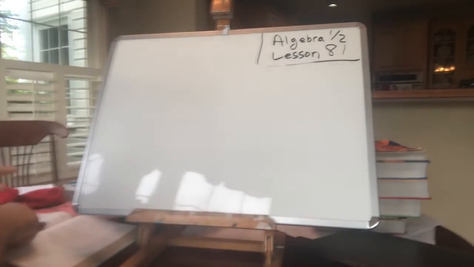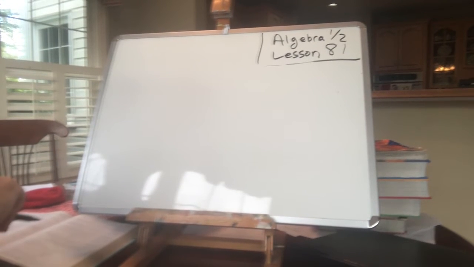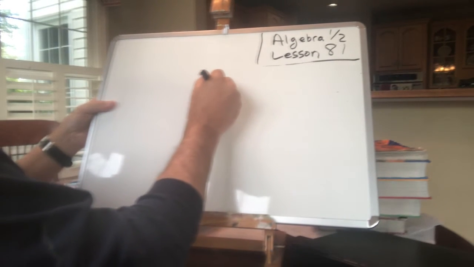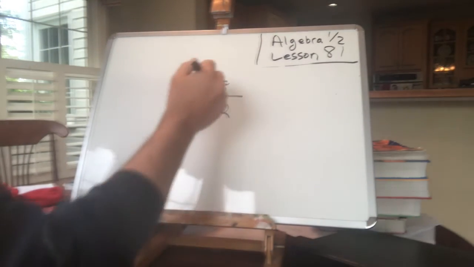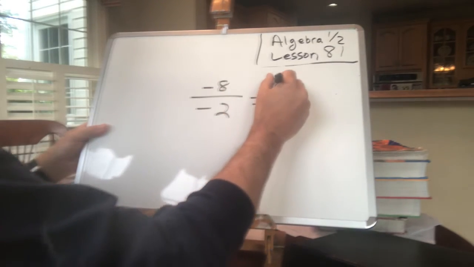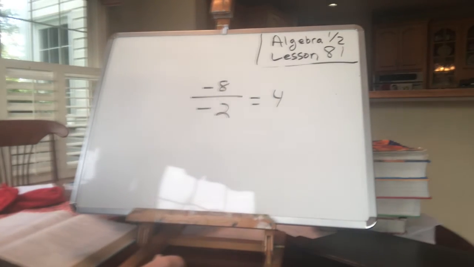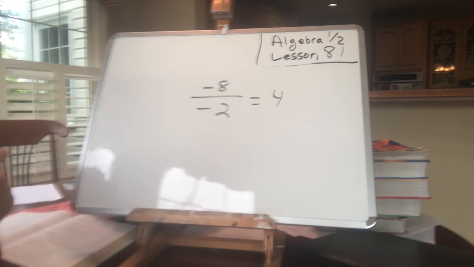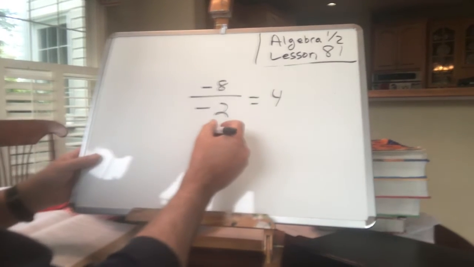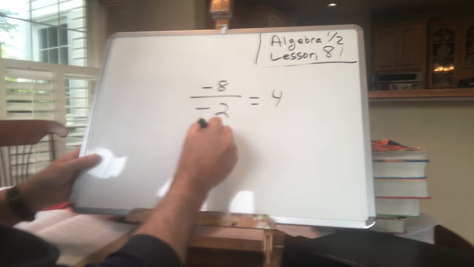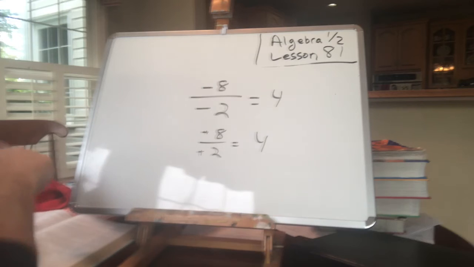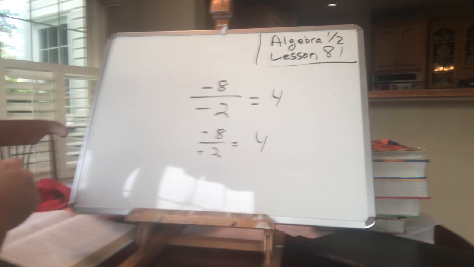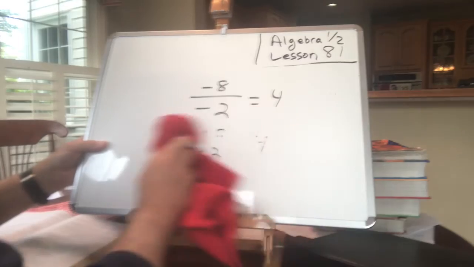Okay, so that being said, we're going to jump to the next one, all right? If I have -8 divided by -2, right? I have 2 negative signs. That is going to equal +4, right? If I have +8 divided by +2, it's also going to equal 4. 2 positive signs. I do not have 1 negative sign. Okay?